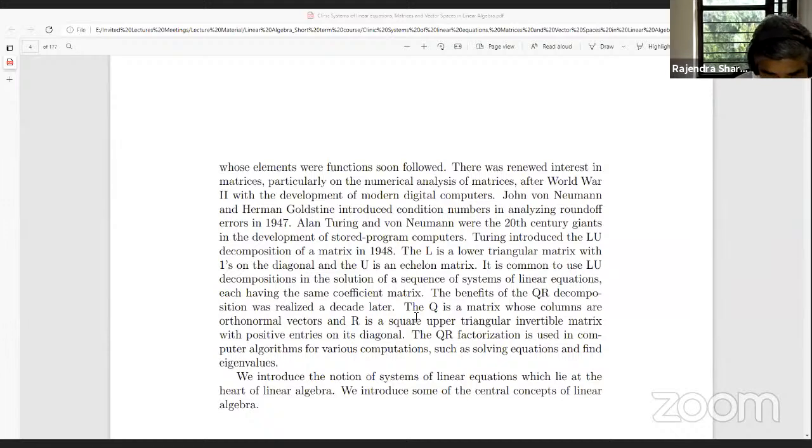We here would like to introduce the notion of systems of linear equations, which lie at the heart of linear algebra. So we shall introduce some of the central concepts of linear algebra through systems of linear equations. And as I said in the very beginning, this is going to be a very, very elementary introduction to the subject, and therefore the examples will be kept as elementary as possible.